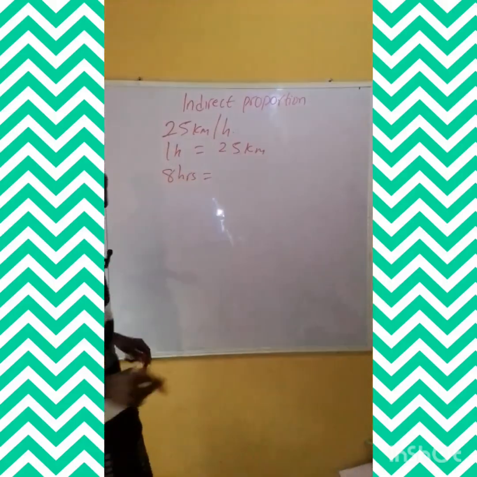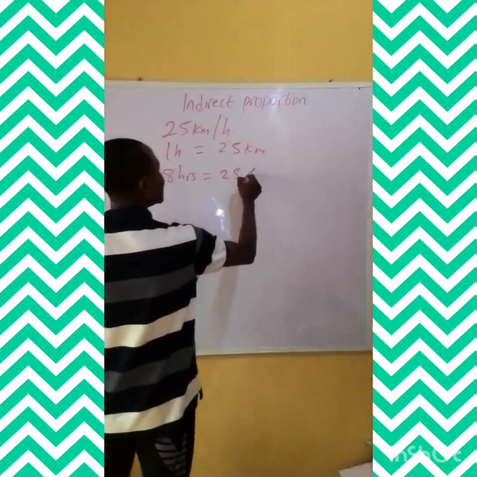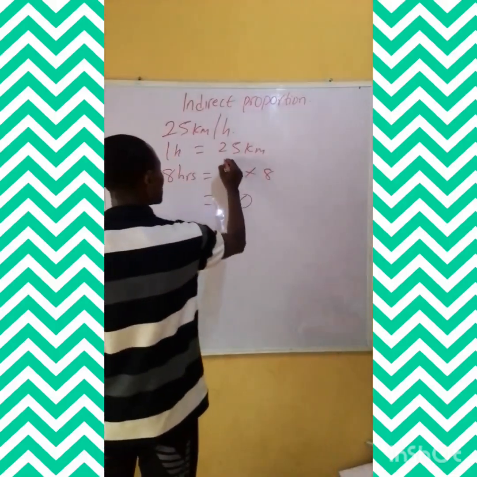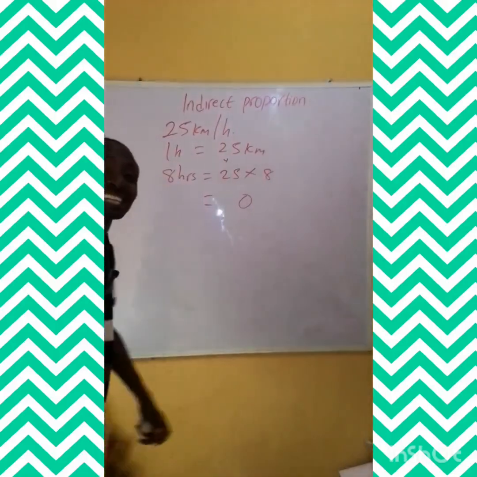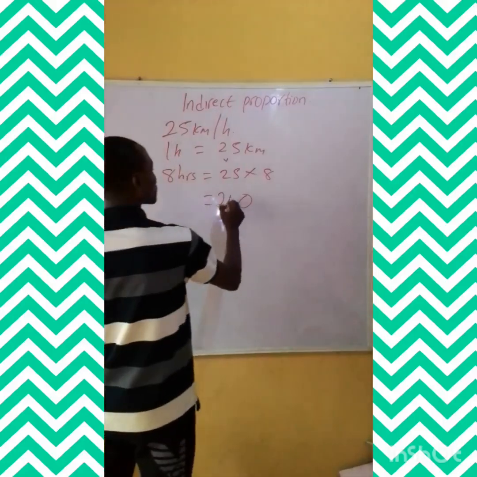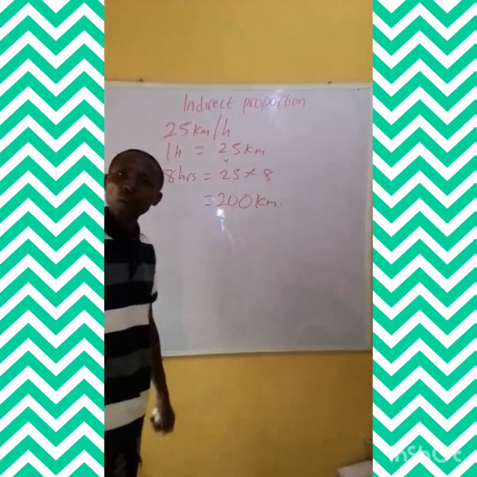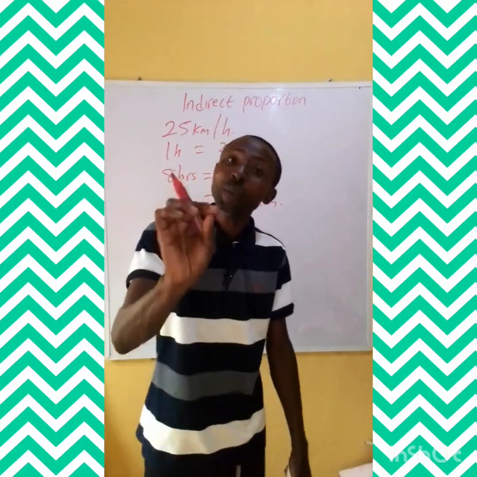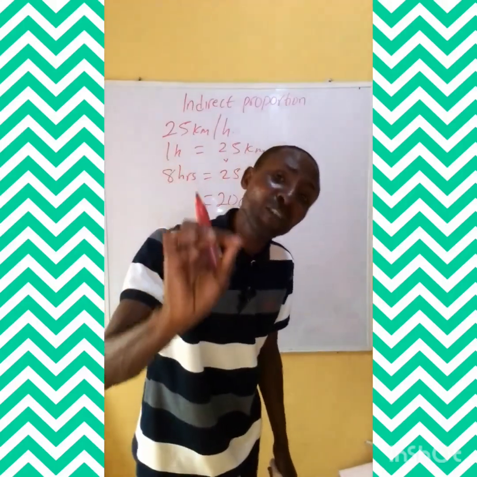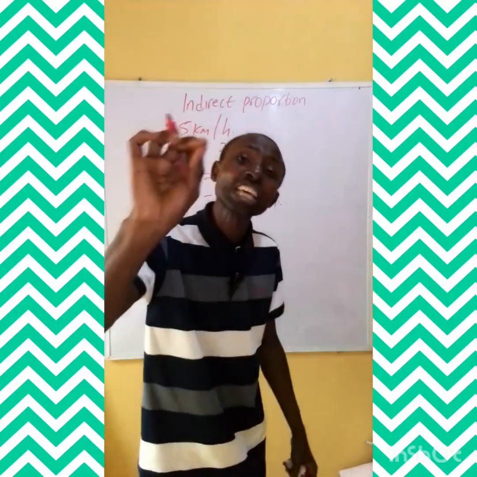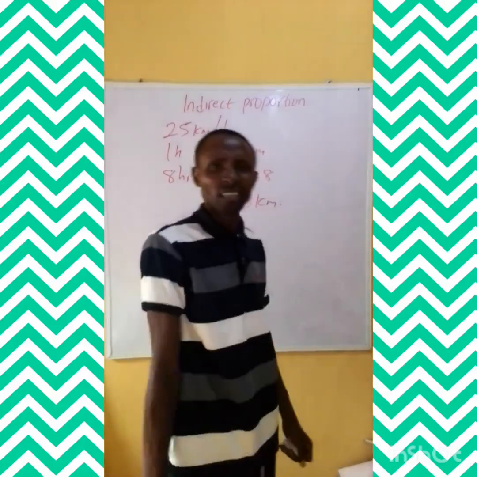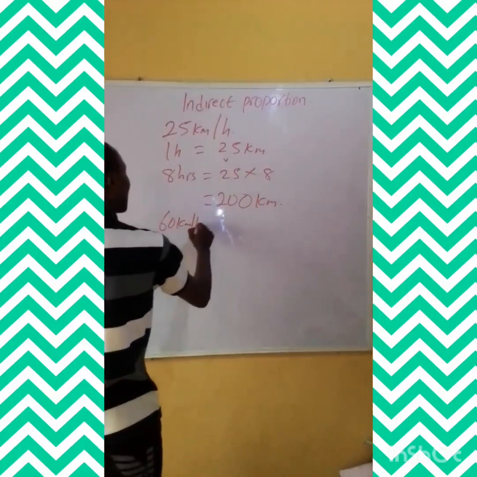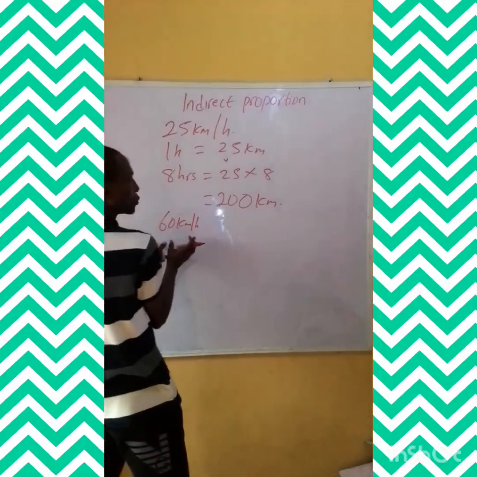How many kilometers will you cover? It will be 25 times 8. So let's see. 8 times 5 is 40. Write 0, carry your 4 down here. 8 times 2 is 16. 16 plus 4 is 20. So he covered 200 kilometers. Now, the man said, I can't cycle again, I'm tired. Let me go by train. And the train is moving at the speed of 60 kilometers per hour. So at 60 kilometers per hour, how many hours will you use to cover this?